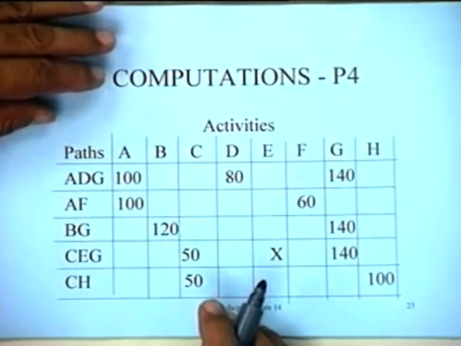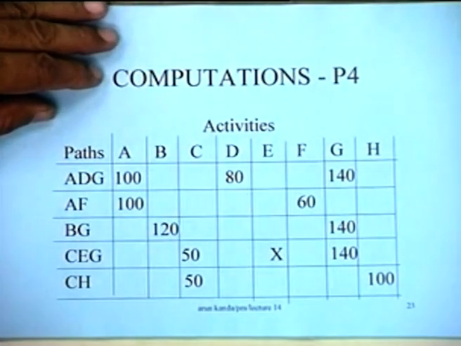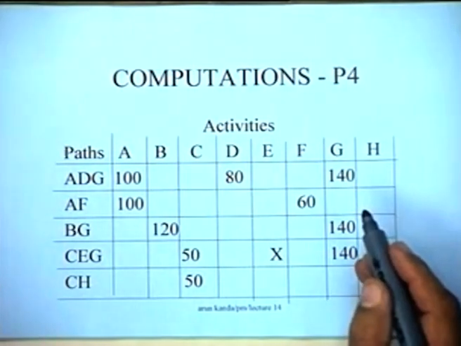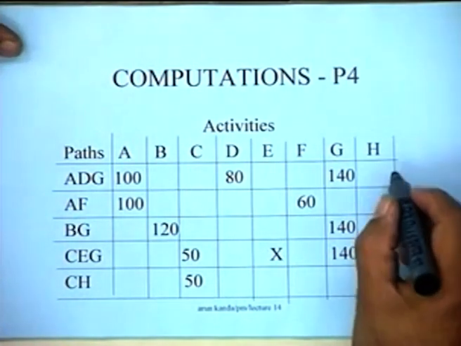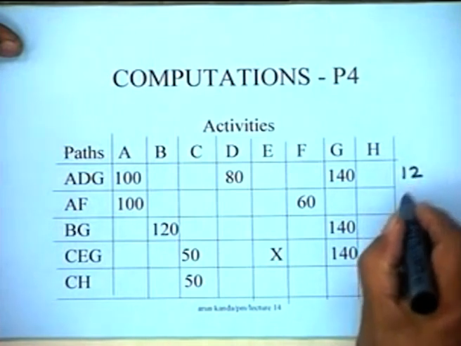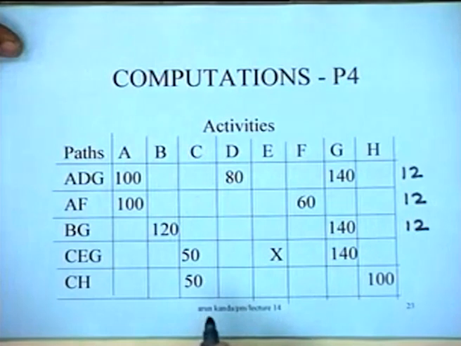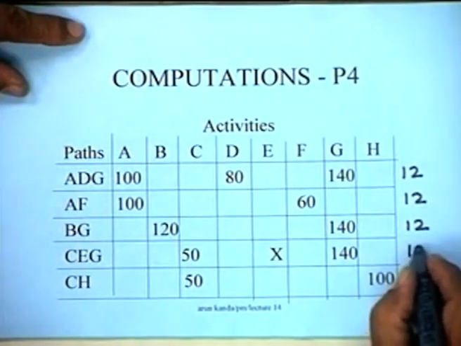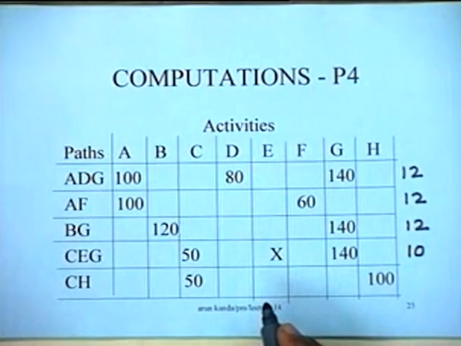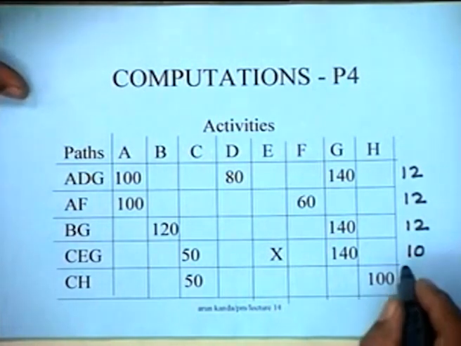What we had done was we had crashed F and G by 1 day. So crashing F and G by 1 day would have meant simply that these particular paths are now of duration 12, and this particular path CEG would now be of duration 10, because G had been crashed by 1 day, and CH was untouched at 5.